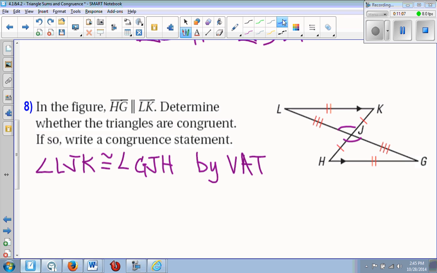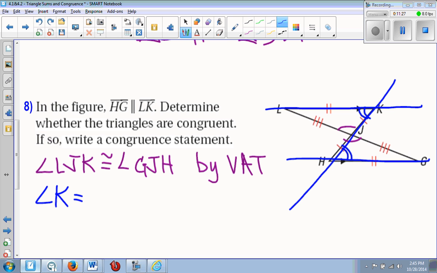A second set of angles comes from the fact that these lines up top are parallel to each other, and if I draw in my transversal, that picture in blue should look similar to something you're used to seeing from the last couple of units, and I've got a pair of alternate interior angles here that are congruent. So in my picture, I can say that angle K is congruent to angle H by alternate interior angles theorem.